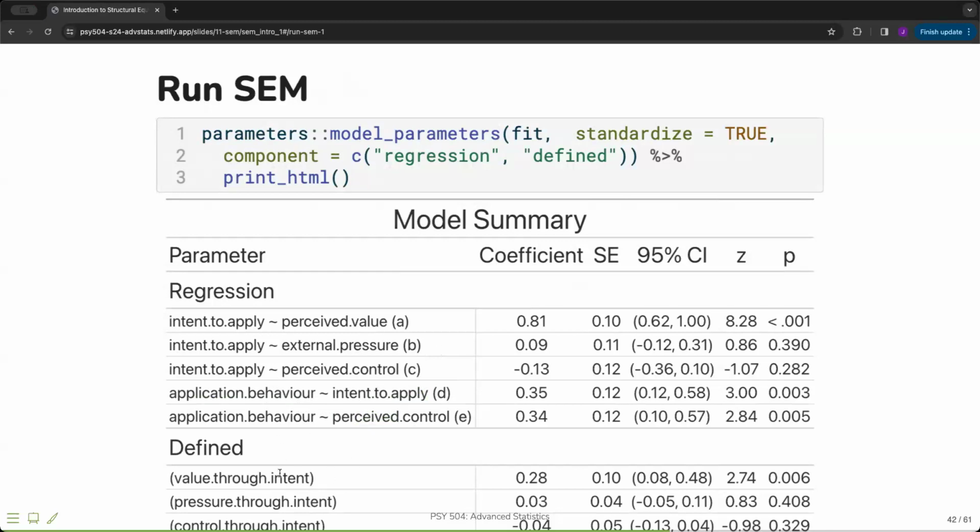And then we also defined indirect effects. And the only indirect effect that we see here is value through intentions. So perceived value affects behavior through intentions, which would be predicted by the theory of planned behavior.